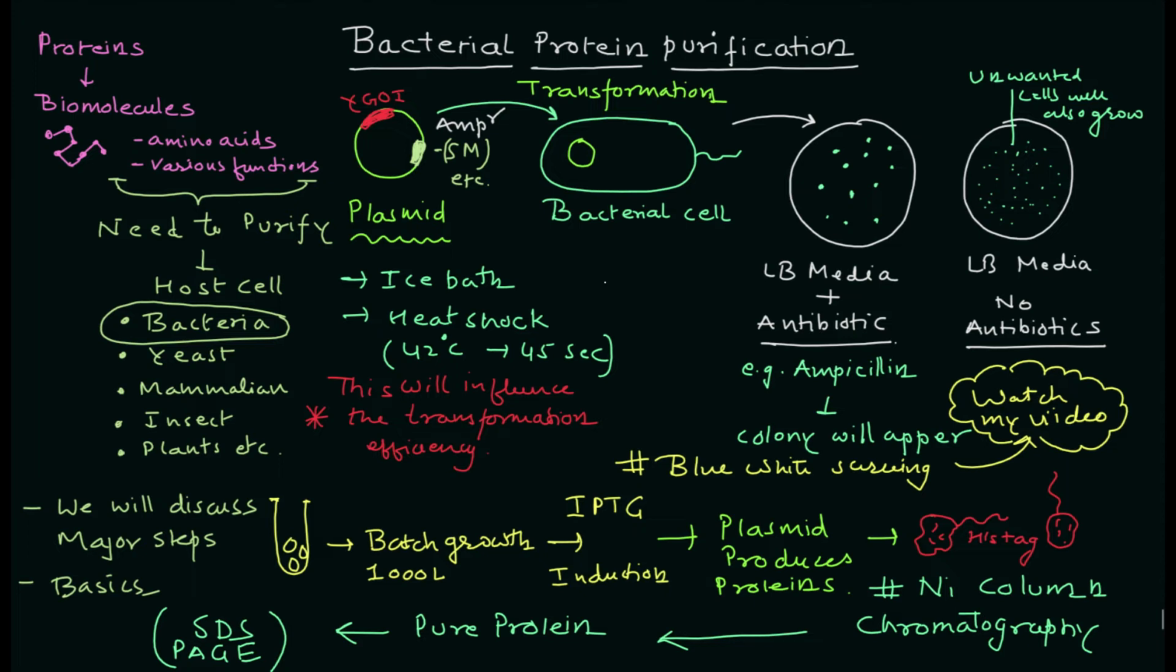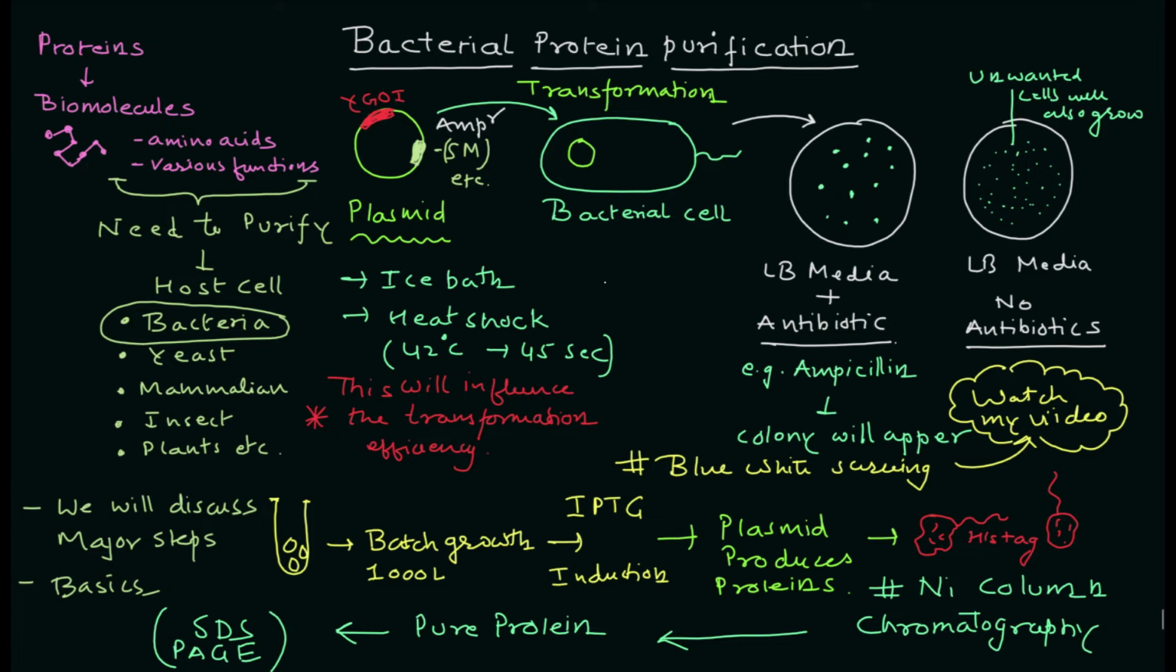If the transformation is successful, you'll get the colonies. After getting the colonies, you can simply do colony PCR to find out whether the colonies have the gene of interest in them. Or you can directly do the protein expression using SDS-PAGE. Nothing is stopping you, but it will definitely take time.